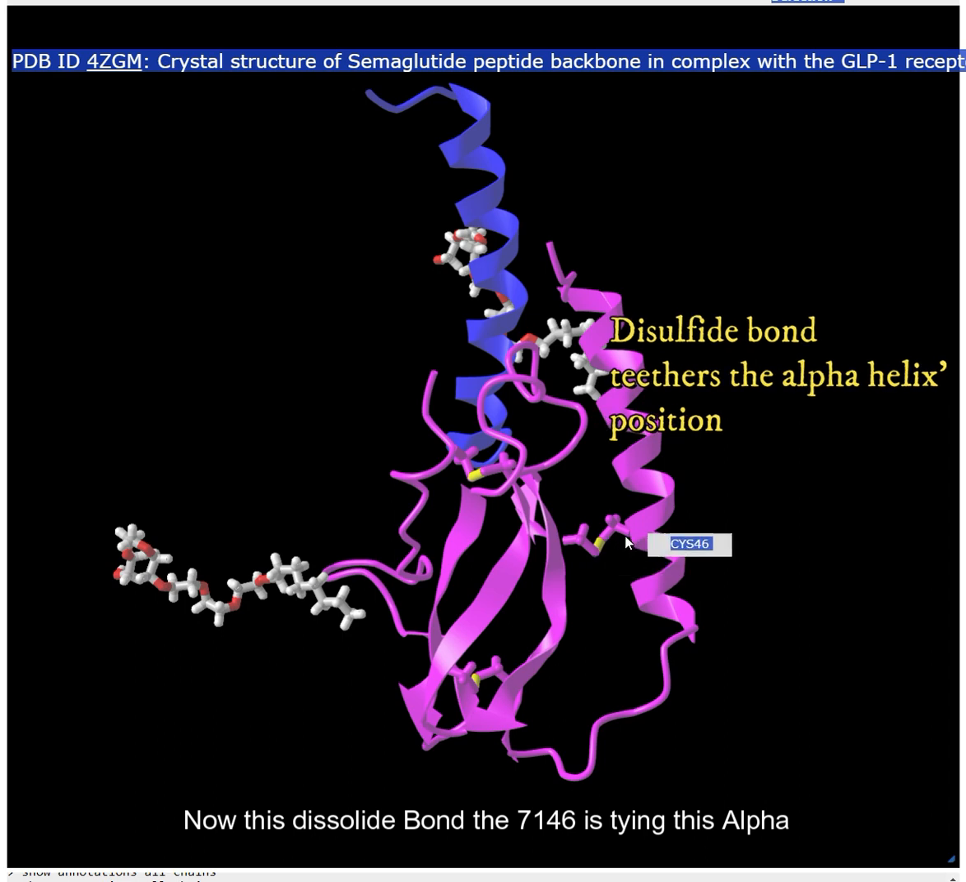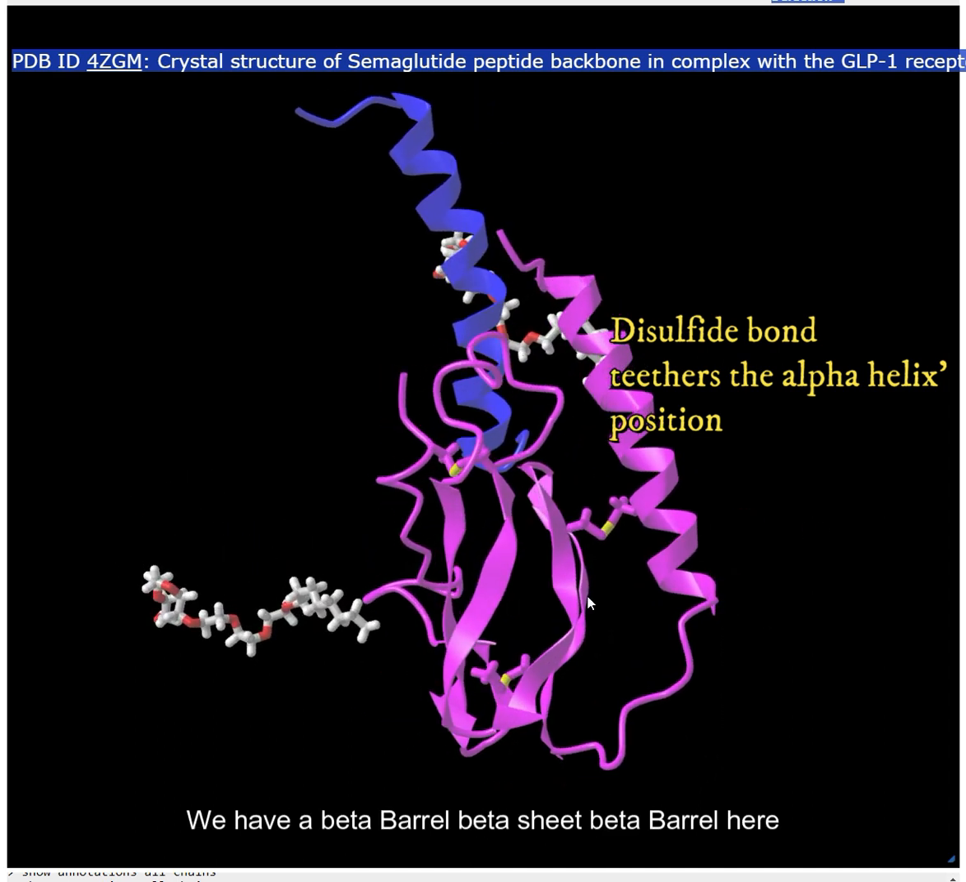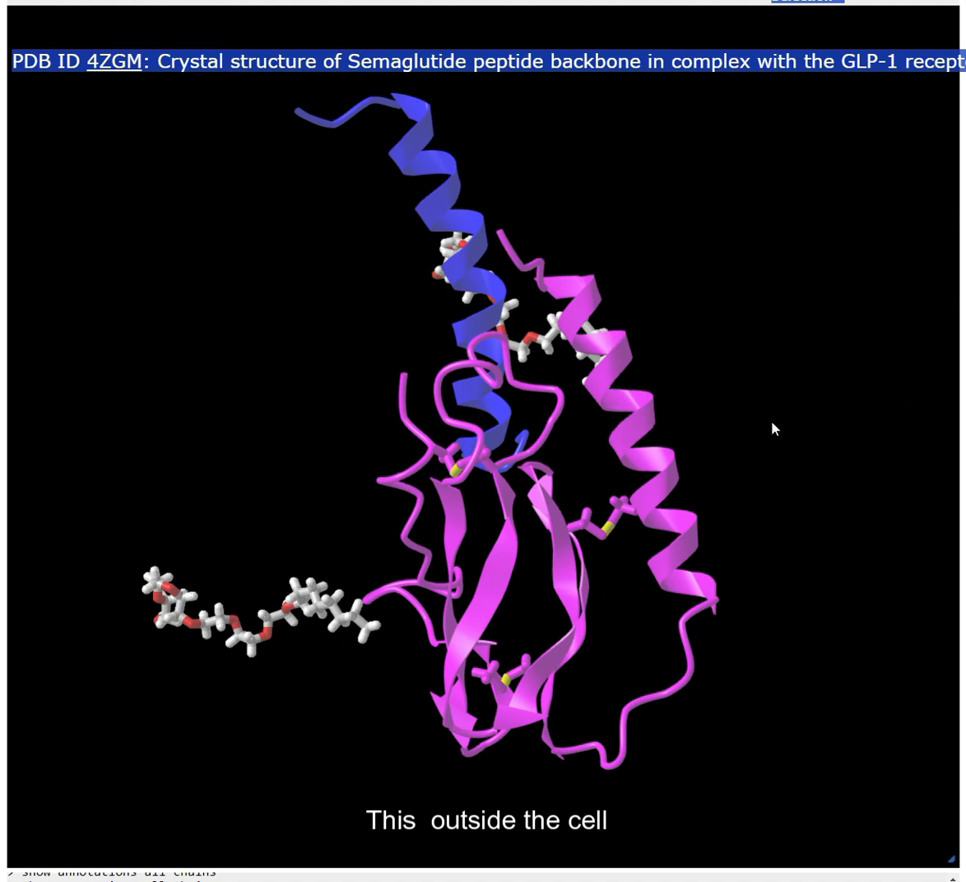Now, this disulfide bond, the 71-46, is tying this alpha helix into the beta barrel. So if you look at the big picture, we have an alpha helix here. We have a beta sheet, a beta barrel, here. Again, this is inside the cell, this is outside the cell.